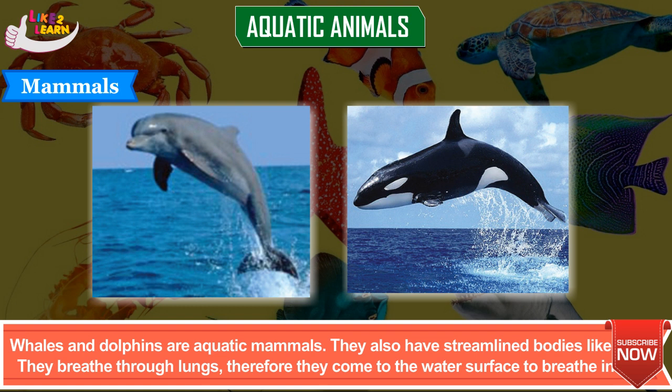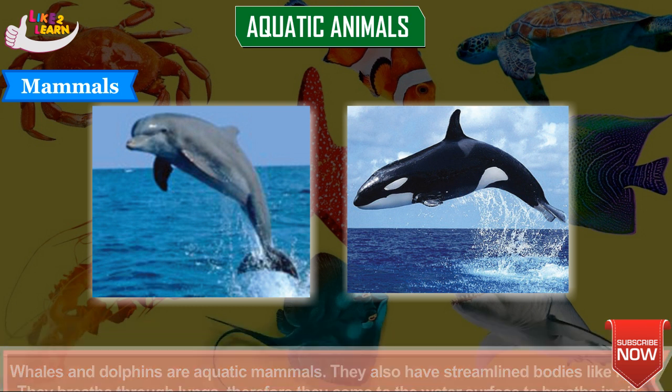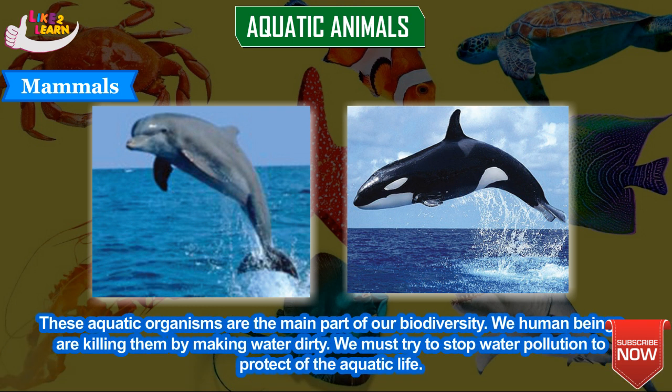These aquatic organisms are the main part of our biodiversity. We human beings are killing them by making water dirty. We must try to stop water pollution to protect the aquatic life.